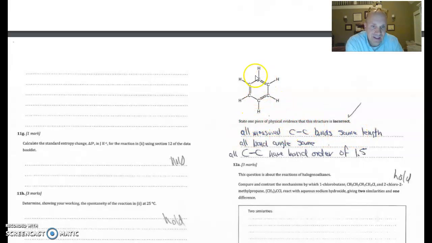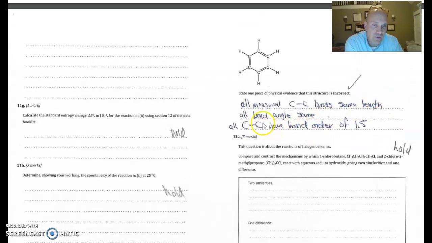Some physical evidence that this is incorrect. All right. So again, this would indicate that you've got isolated double and single bonds, but all the measured double and single bonds are the same length. All right. So that's the major one.